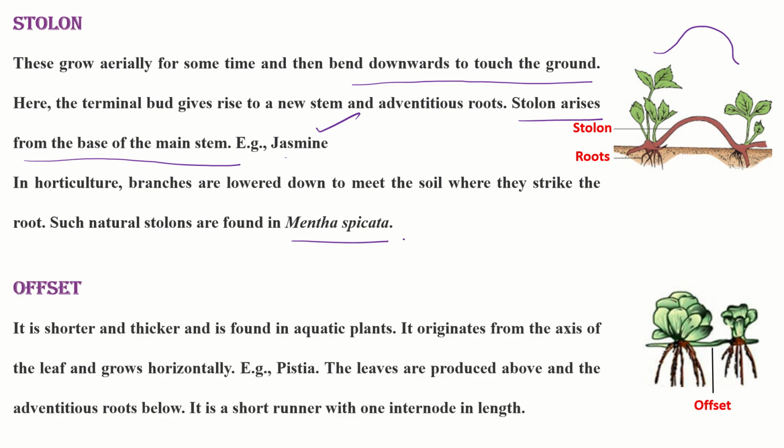Next we'll come to offset. It is shorter and thicker and found in aquatic plants. What are aquatic plants? They grow in water. It originates from the axis of the leaf and grows horizontally. See, most of these plants actually they grow horizontally in this direction, isn't it? It is found in pistia. The leaves are produced above and the adventitious roots below. See, roots below, leaves above. It is a short runner with one internode in length.